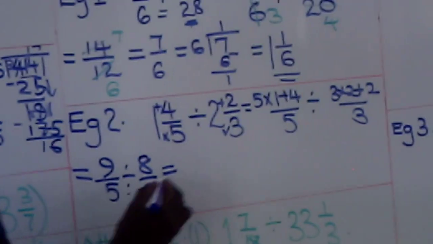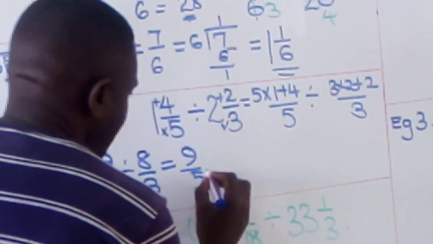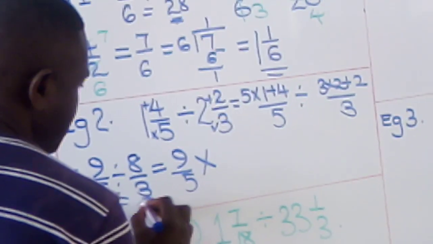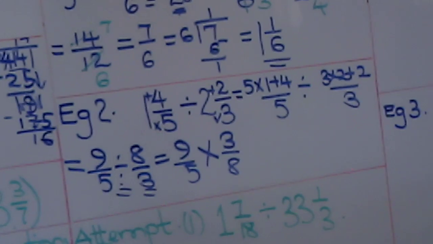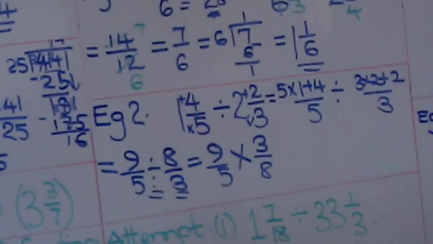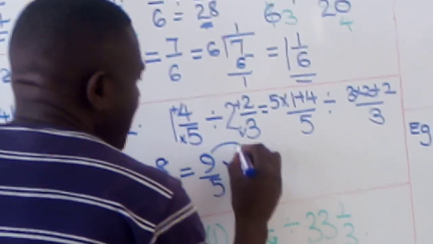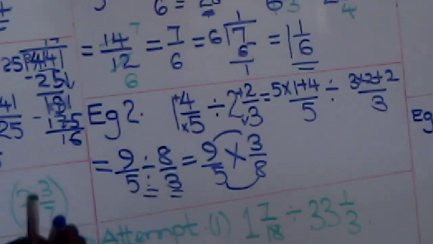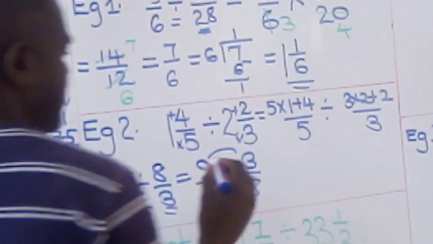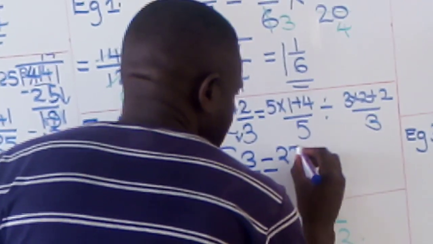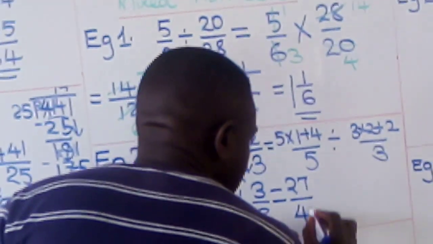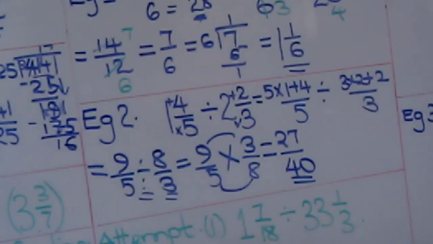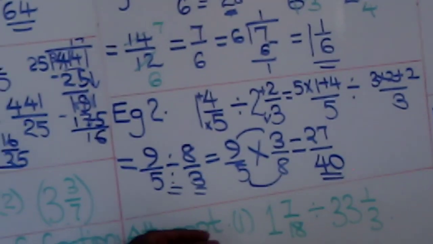Then we change the sign. That will be 9 over 5 multiplied by the reciprocal, 3 over 8. Now, here we don't see any number to divide, and so we multiply 9 by 3 and 5 by 8. What is 9 multiplied by 3? That is 27. What is 5 multiplied by 8? That is 40. Boys and girls, that remains the answer. You attempt these two questions following these two examples.